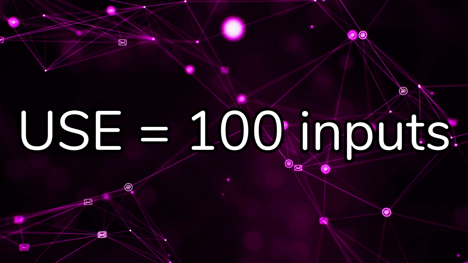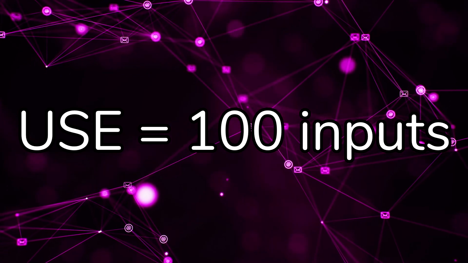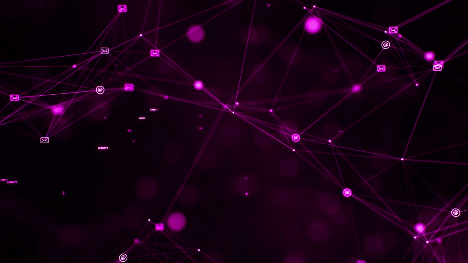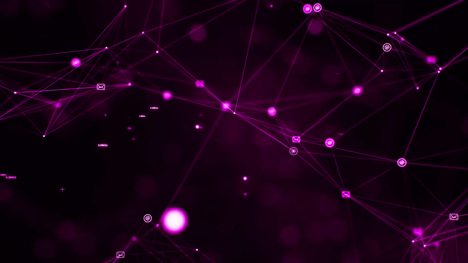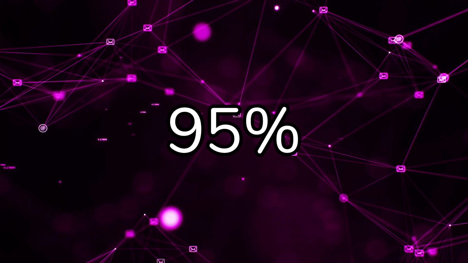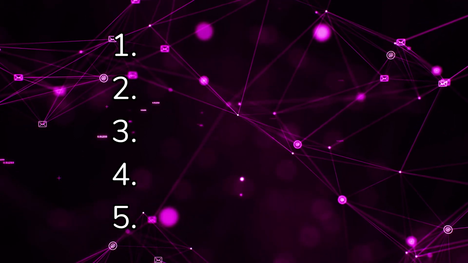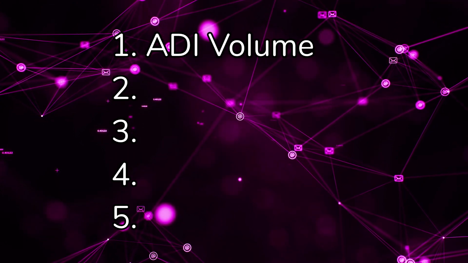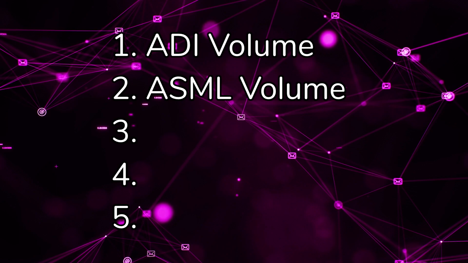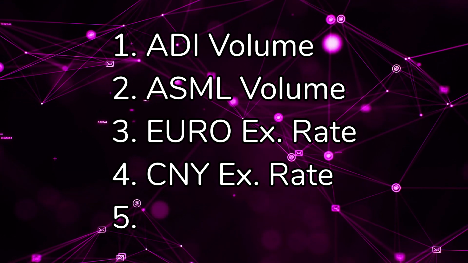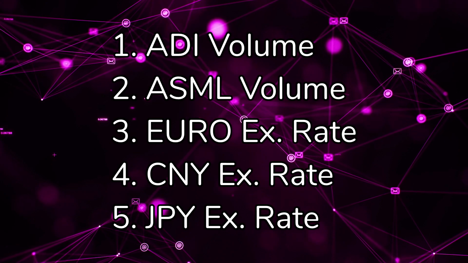But we realized that there was a flaw. If we were going to have people use it, the people would have to input over 100 different values, which is not cool. So we found the top 5 most impactful features that changed the price, and it still retained about 95% efficiency. These 5 features being Analog Devices volume of stocks traded, ASML volume of stocks traded, Euro exchange rate, Chinese yuan exchange rate, and Japanese yen exchange rate.